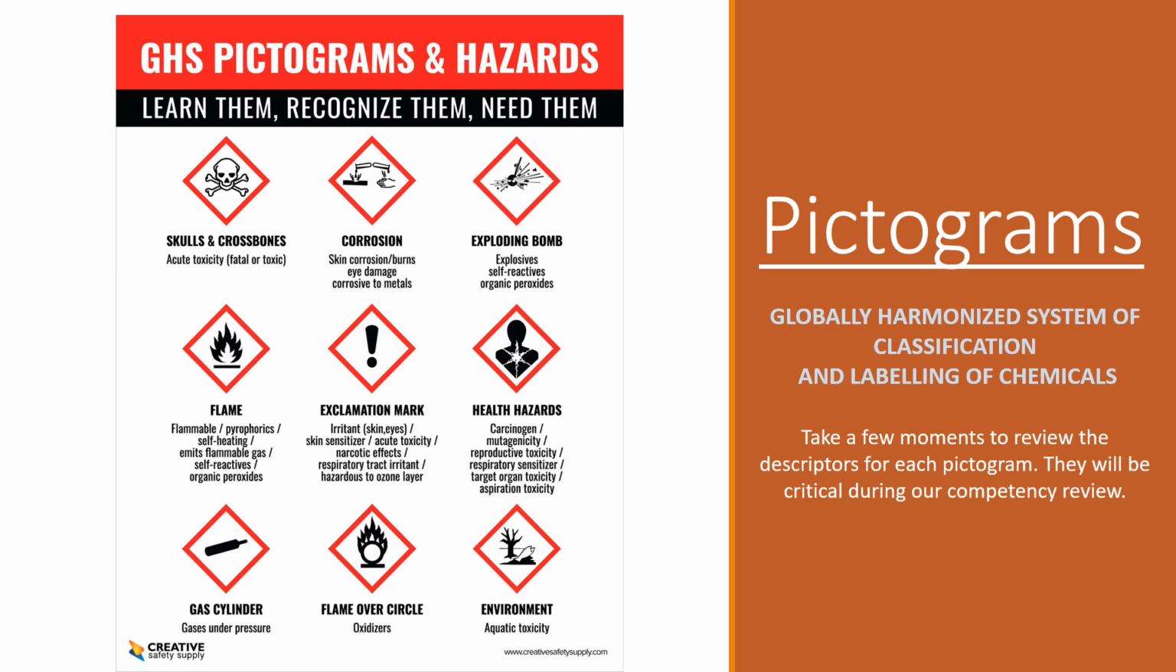Pictograms are part of OSHA's Hazard Communication Standard, known as GHS. The GHS, or Globally Harmonized System of Classification and Labeling of Chemicals, is an international standard that ensures consistent labeling and safety information worldwide. All the pictograms you might find on chemicals are shown here. These globally recognized symbols are always the same, no matter where you are in the world. Take a moment to review these symbols and see if you recognize any.